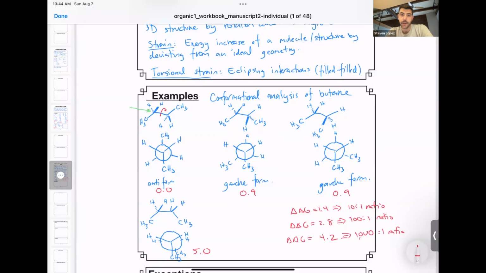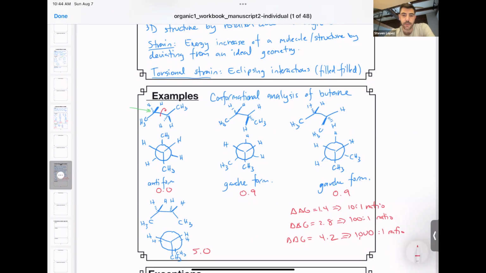Okay, so when we compare the difference between 0 and 0.9, 0.9 is most of the way to 1.4, so there's a significant preference of the anti form to the gauche form. And even more different is the 5 kcals per mole difference, where it will be more than 1,000-to-1 ratio of anti. A little bit of energy goes a long way in determining the conformational preference of a molecule.